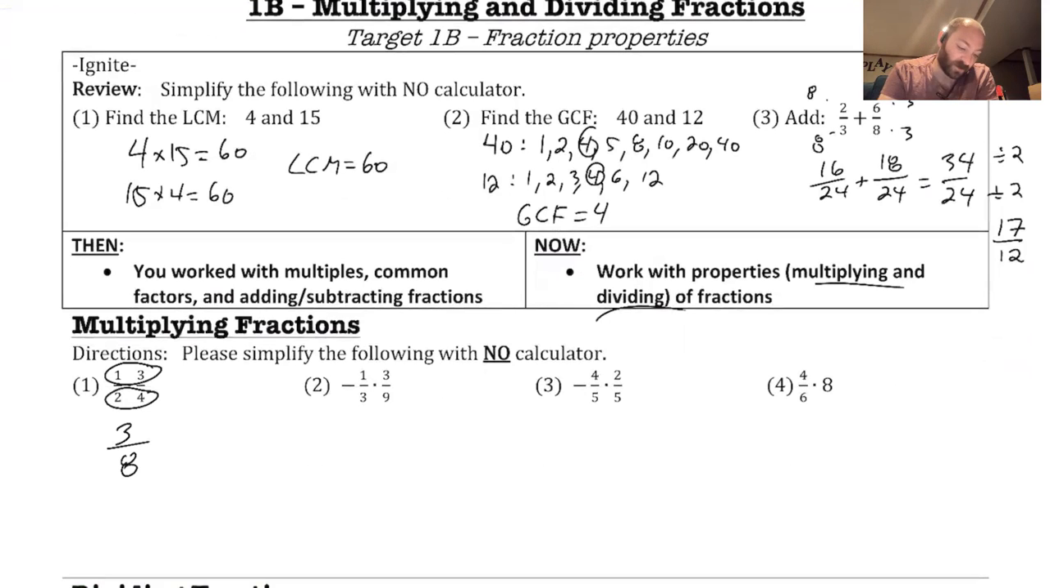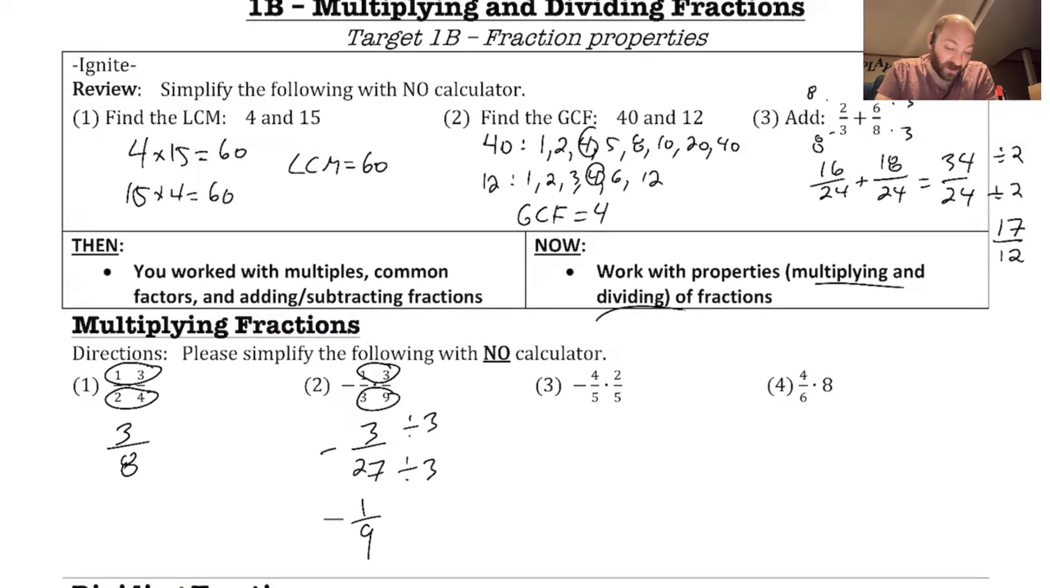For number 2, we do the same exact thing. So I've got 1 times 3 is 3. 3 times 9 is 27. And I've got a negative sign out front still. I'm not changing that negative there. Do you want to do a quick check? 3 and 27, both divisible by 3. So I can do that. That turns into a negative 1 over 9.